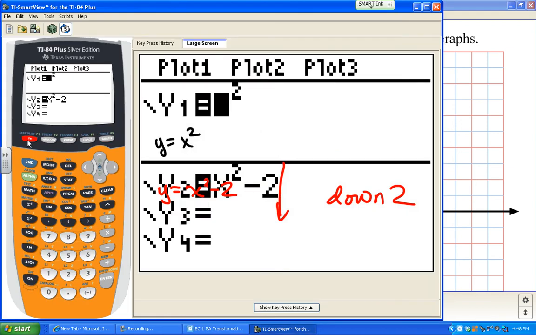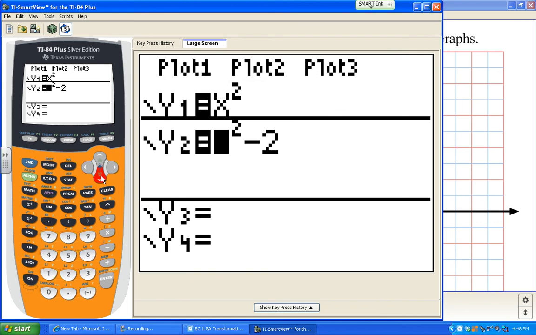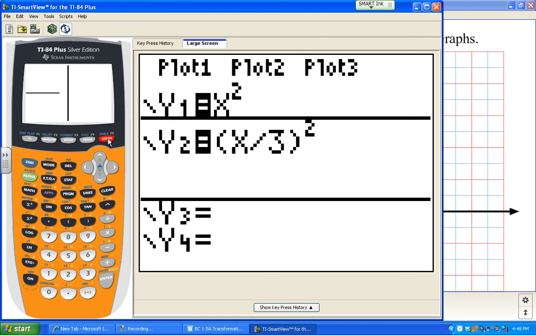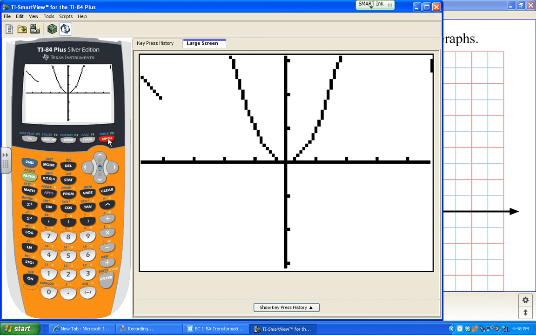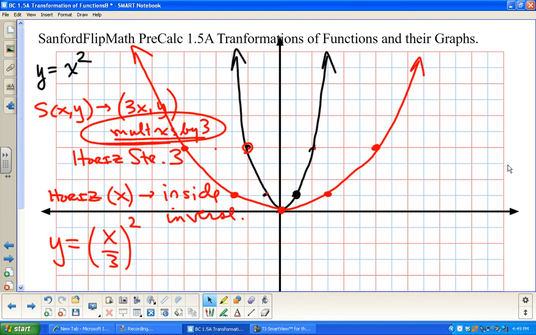Okay, let me go back to y equals x squared. Okay, and then let's go down here. Now let's clear that out. And this was x divided by 3, squared. Okay, so let's look at the graph. So here's y equals x squared, and there's (x over 3) squared. Okay, so take a look at that, compare it to that, looks pretty good.